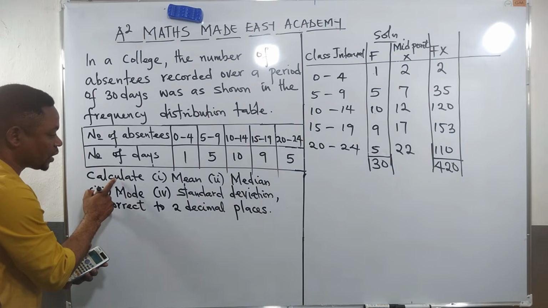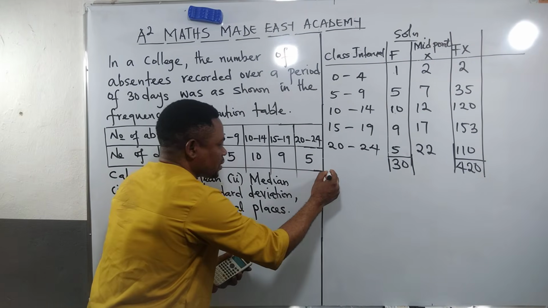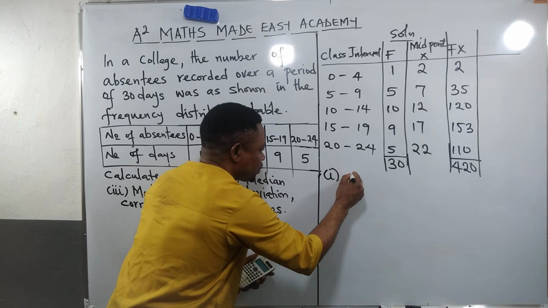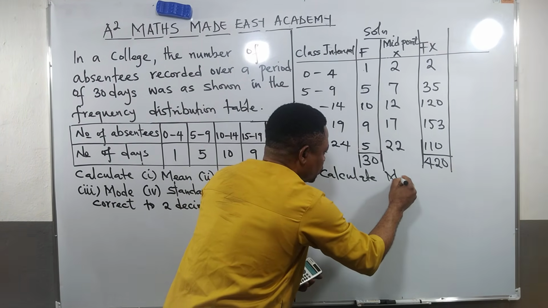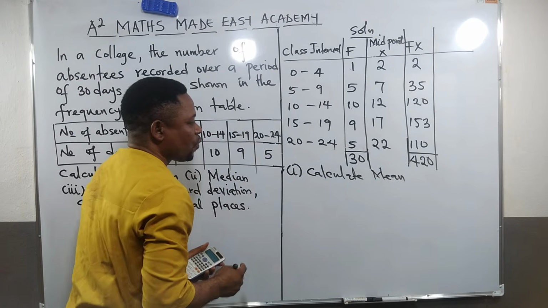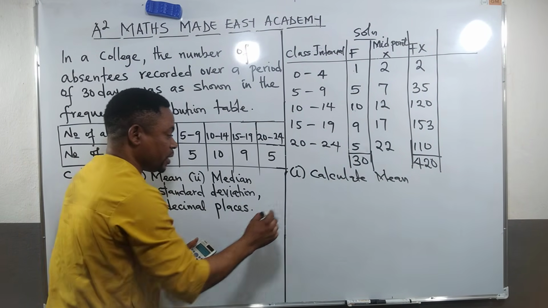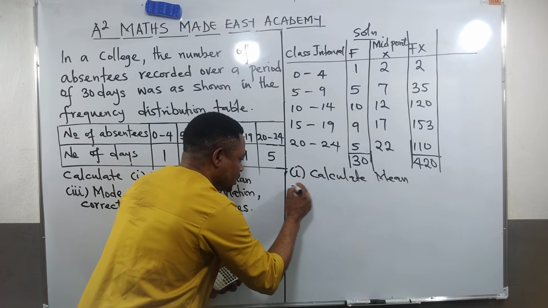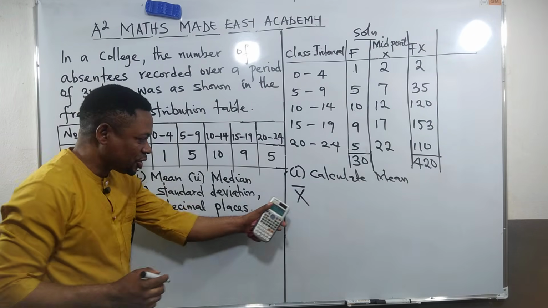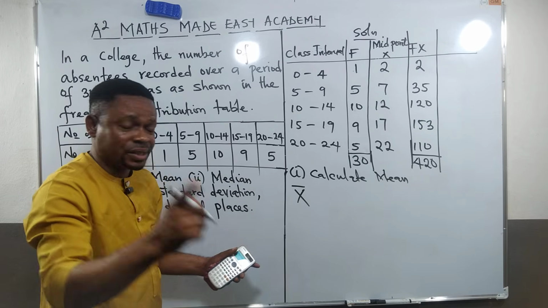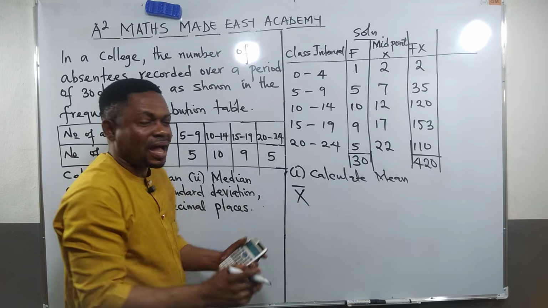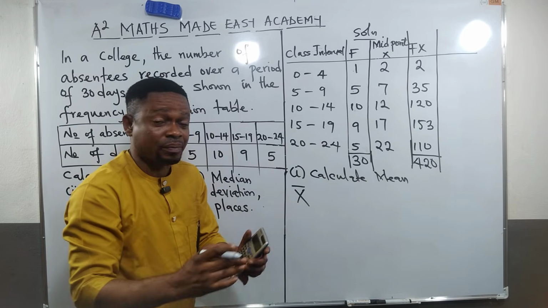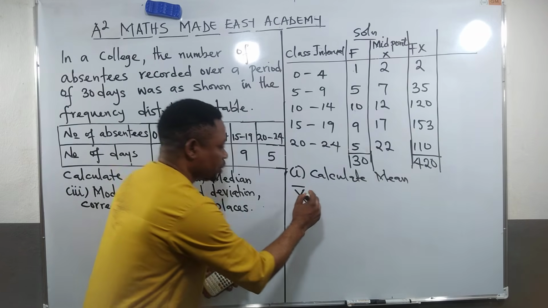What is the first question? Calculate what? The mean. So let's start. The first thing they said is to calculate what? Mean. Now the question is, what is the formula in solving mean? We use a symbol that is represented like this. This is called what? Mean. And how do we describe it? Bar X. What did I say? Bar X. And bar X, another name for mean is called what? Average.